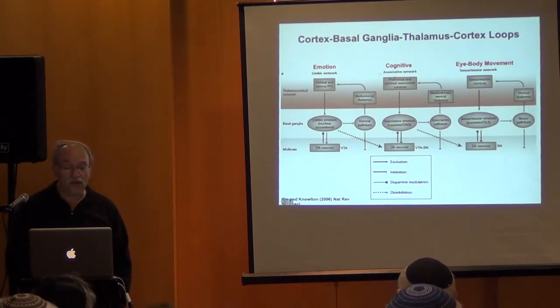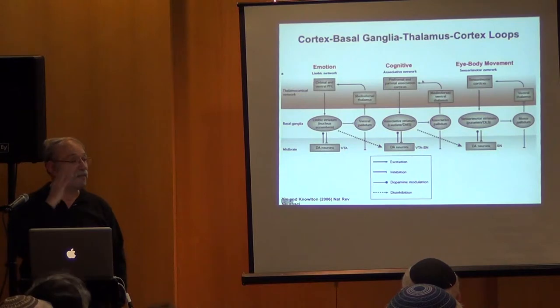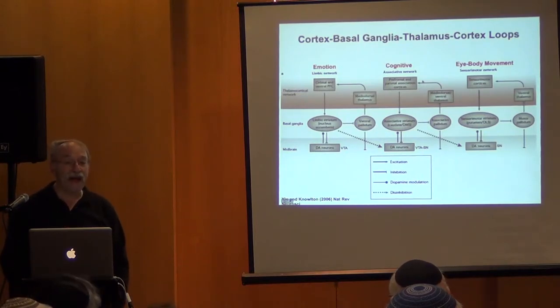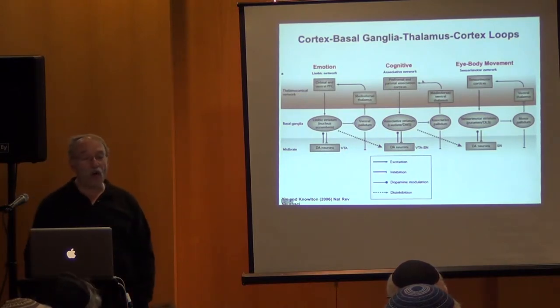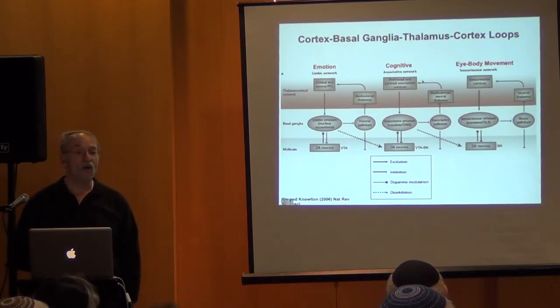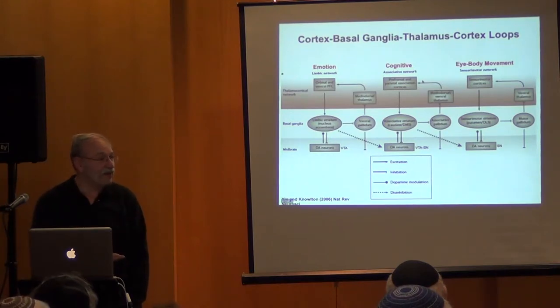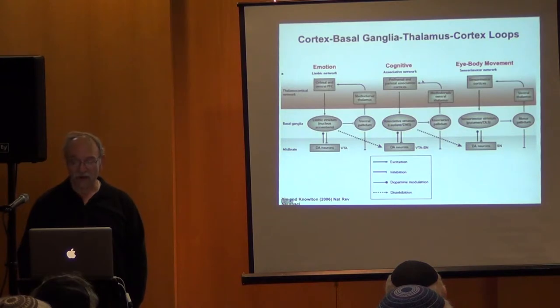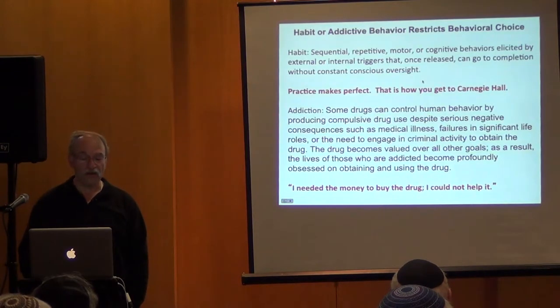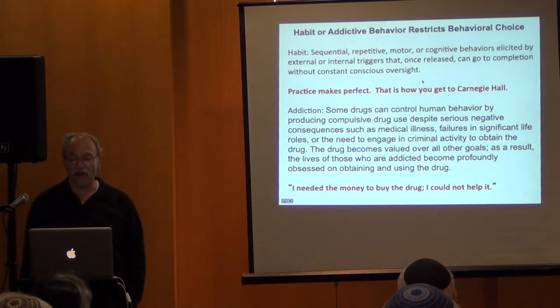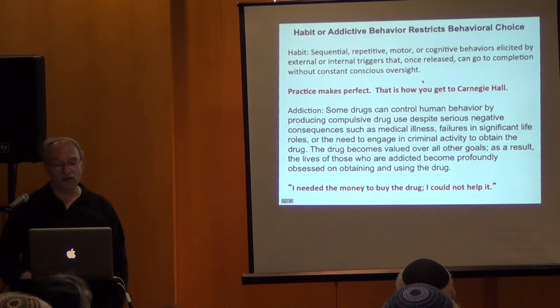So each of these loops then represents a parallel path. Each of them may be co-activated under different circumstances. What happens when we form habits, when we do things first cognitively aware of what we're doing, and then eventually we become habituated? So here are definitions of what habit or addictive behavior are considered.